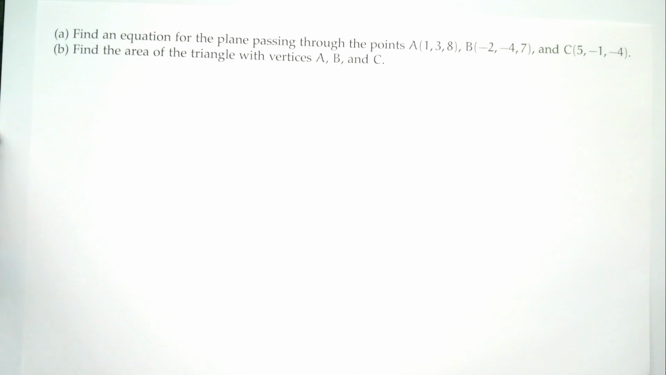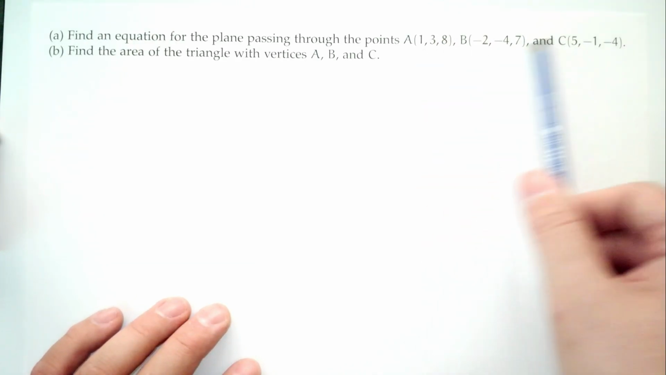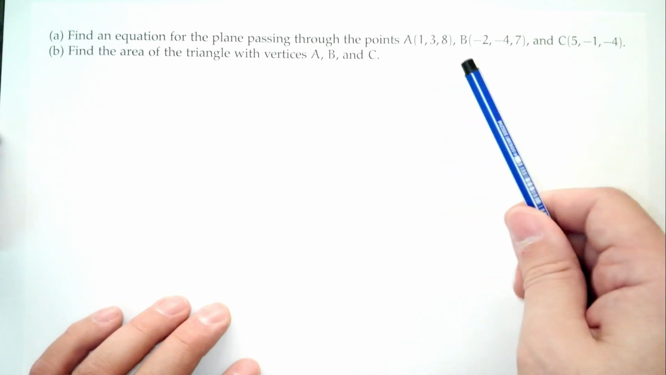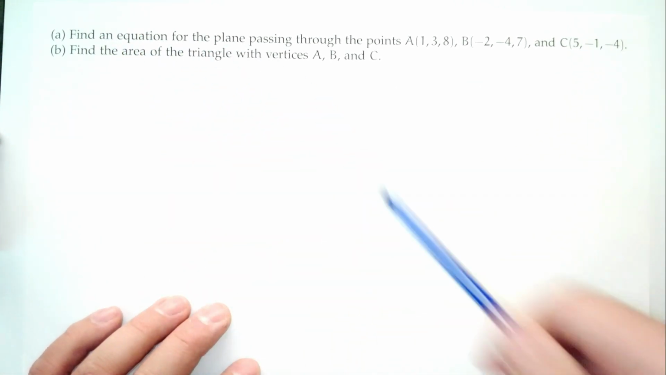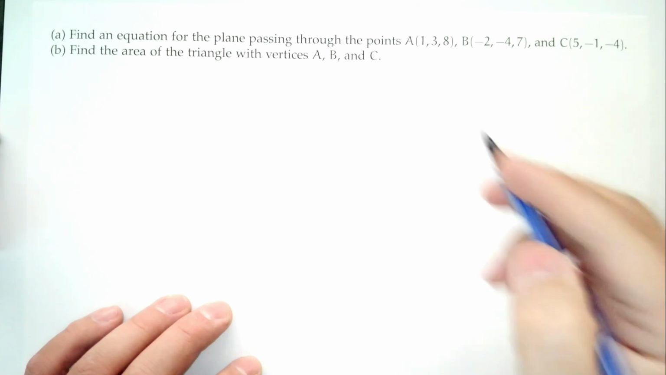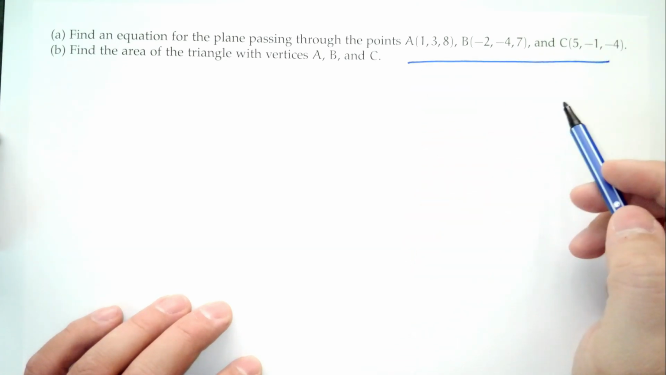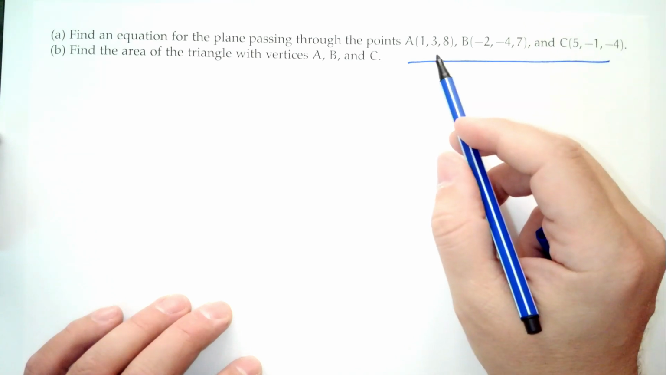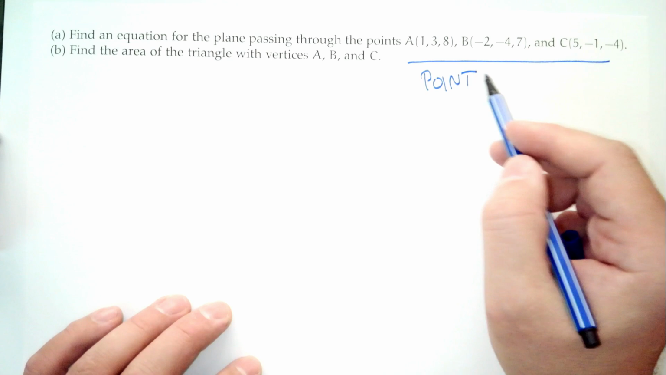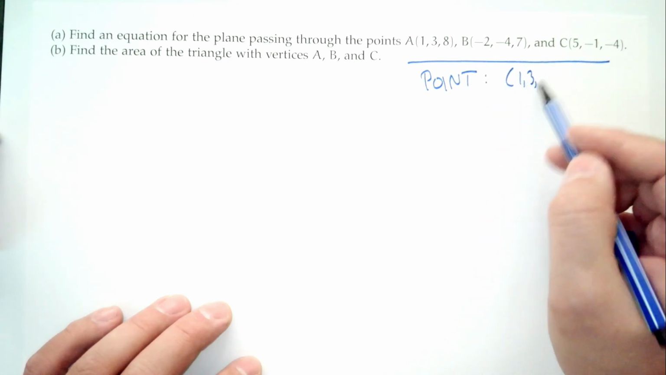Well, now we can go even further back. Find an equation for the plane passing through some points, A, B, and C, and find the area of the triangle with vertices A, B, and C. So if you need a plane, you always say, aha, point plus vector. Point, we have a plethora to choose from. Which one is the right one? They're all correct, so you just pick one. 1, 3, 8, whatever.